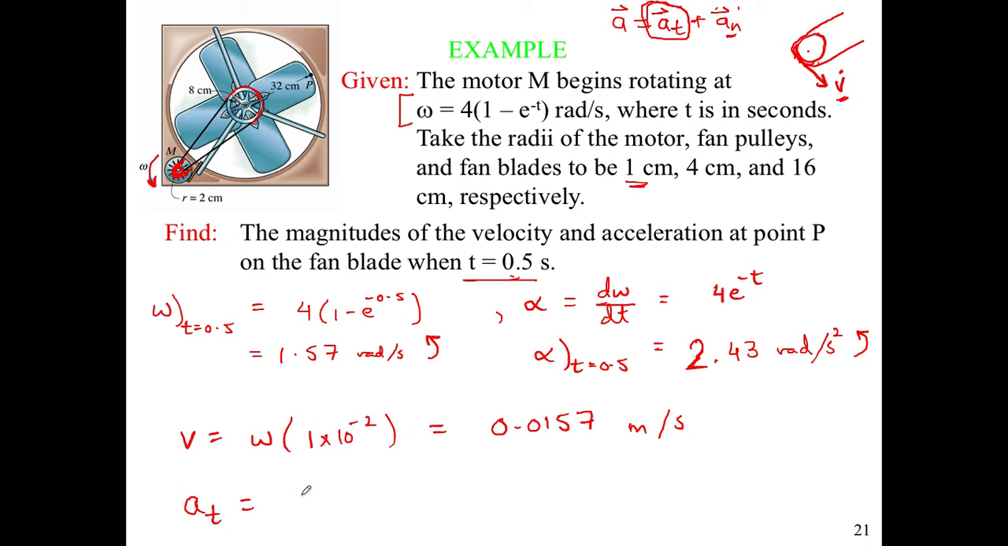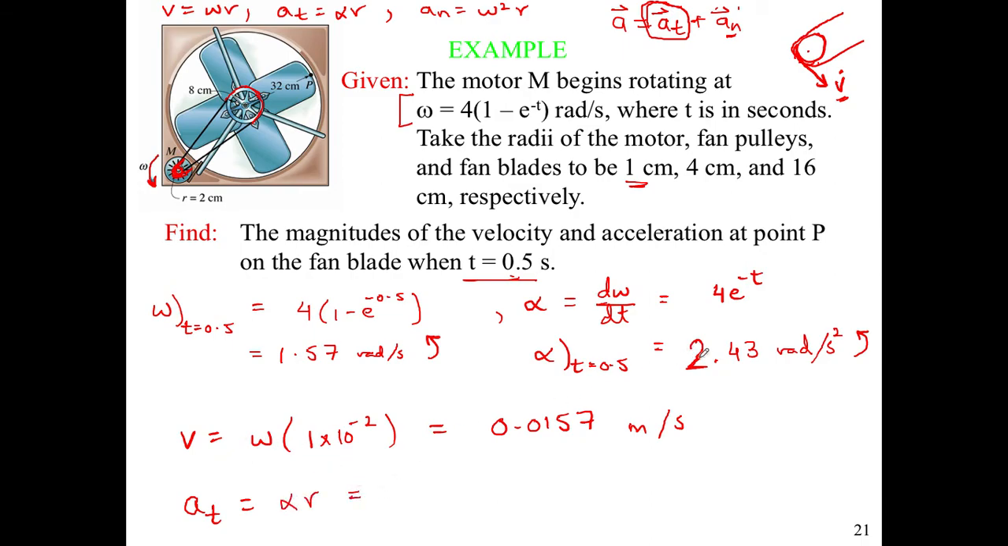Okay, it's a little fresh, so I'll go ahead with this. I should have written it down. I'm sorry I've missed it out. So I'll pop it right here. V is equal to omega r. A tangential is equal to alpha r. And A normal is equal to omega squared r. So A tangential is alpha r.